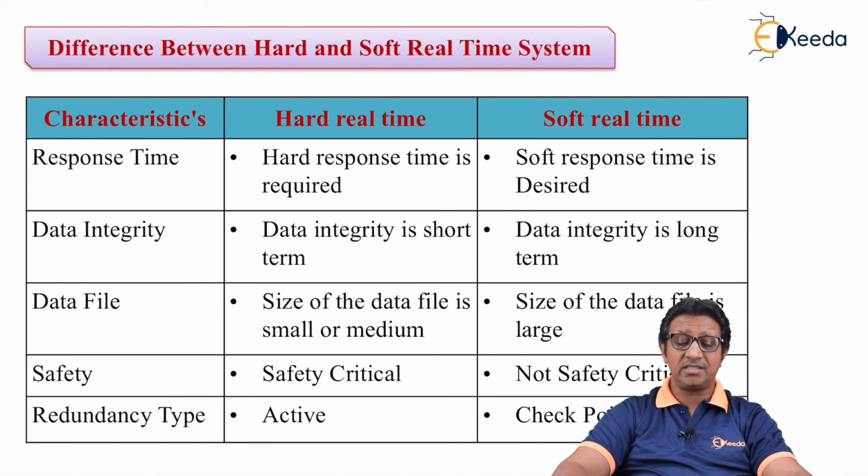Coming to the second point, that is data integrity. Now data integrity is short-term in hard real-time systems, whereas it may be long-term in soft real-time systems. Now, if data integrity is more in hard real-time systems, they miss the deadline and the output may be disastrous. As I've told you, again, take an example of nuclear power plant or the nuclear plant control. If the data is missed or not properly given a time, the output may be disastrous.